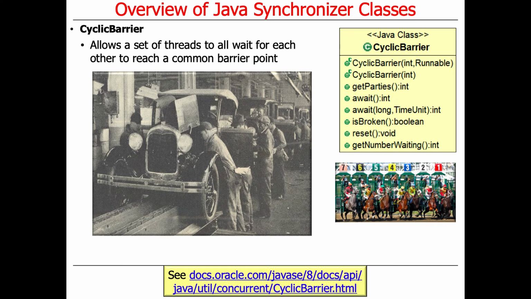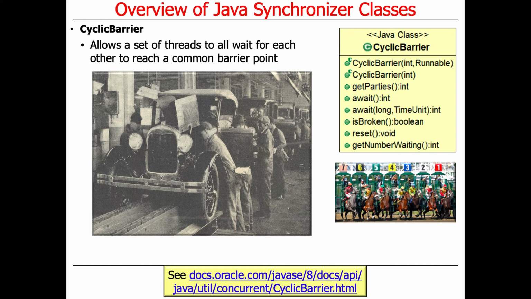There's a more interesting synchronizer, more optimal for certain use cases, called a cyclic barrier. And this allows a set of threads to all wait for each other to reach a common barrier point.